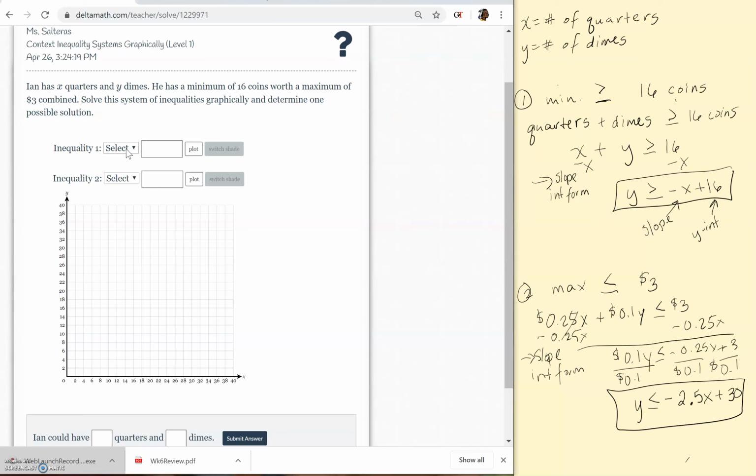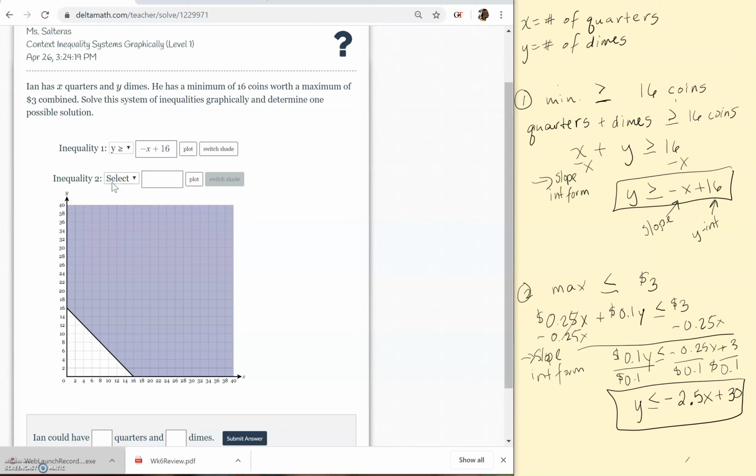So inequality 1, we are going to do y is greater than or equal to, all right, negative x plus 16. You're going to press plot. It's going to plot the line for you. And then you're going to tell me which side to shade. So if you click it once, it shades there, all right. But this says y is greater than. Greater than means it's above the line. So if you look, the shading is below the line. So I want it above, so I'm going to switch shade so that it's shading above the line.